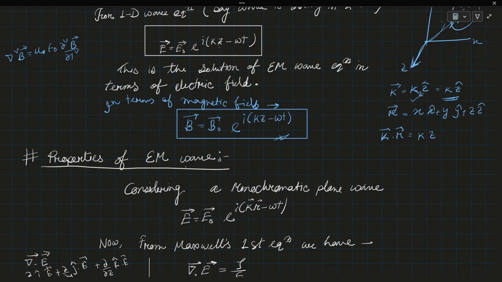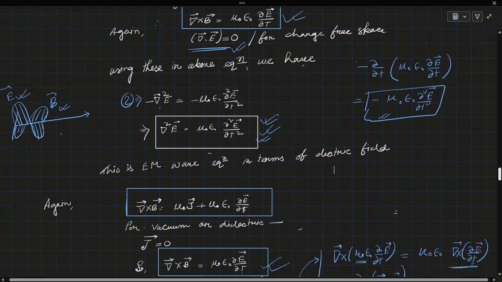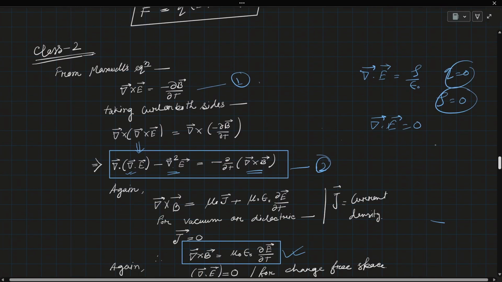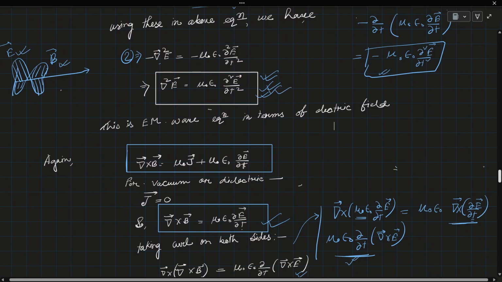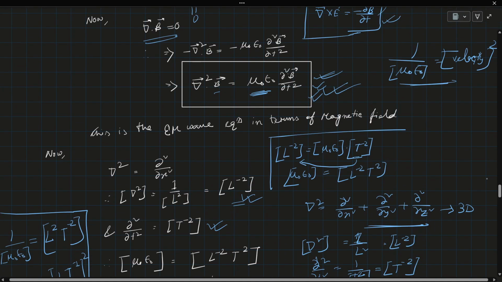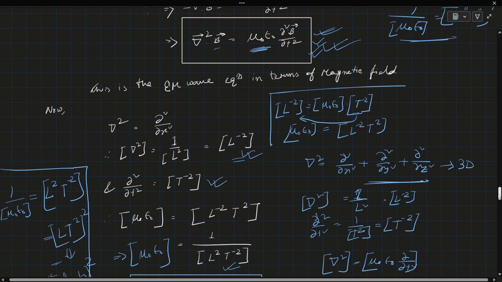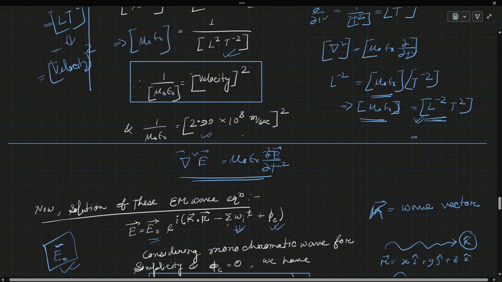So what we have learned till now is how to find the electromagnetic wave equation from Maxwell's equations. These are the two equations: one is in terms of electric field, and the other is in terms of magnetic field. The next topic was to find the dimension of mu naught epsilon naught. So 1 by mu naught epsilon naught has the dimension of velocity squared, and its value is 2.99 into 10 to the power 8 meter per second, whole squared.